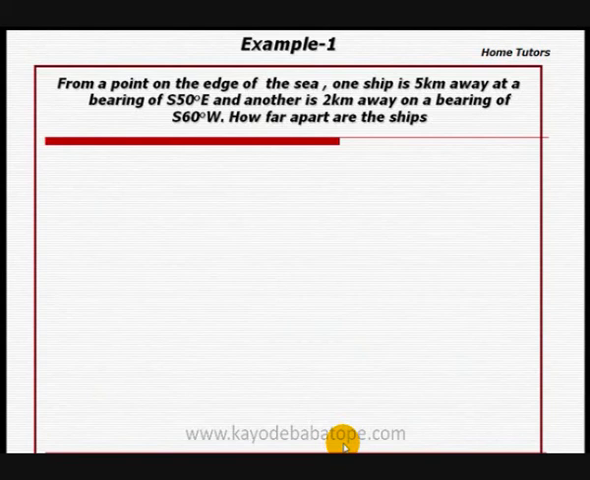Example 1. From a point on the edge of the sea, one ship is 5 kilometers away at a bearing of south 50 degrees east, and another is 2 kilometers away on a bearing of south 60 degrees west. How far apart are the ships?